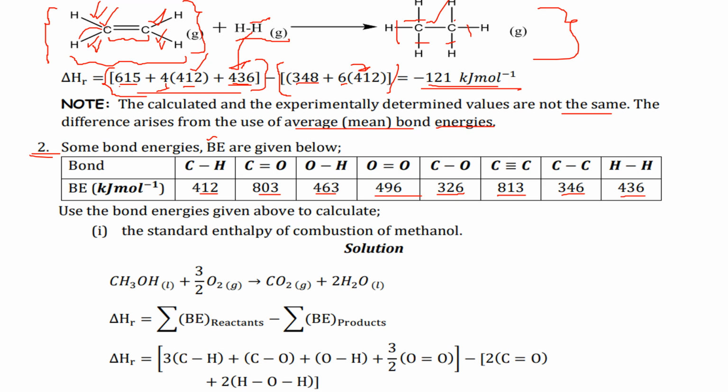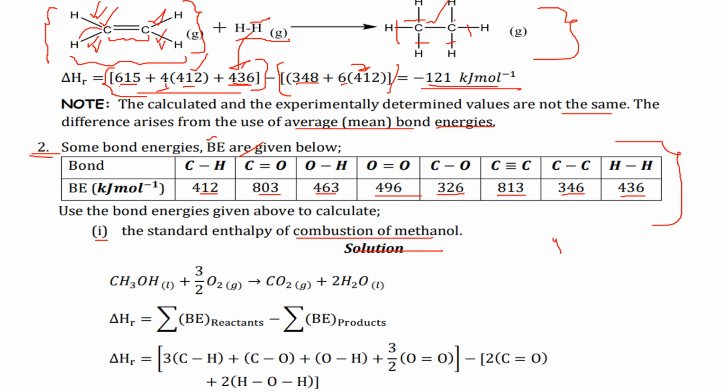Now there's always a mistake in sketching or writing the work, but notice that each and every bond that has been given, you are almost always going to use almost all of the bond energies that have been given in the question. So here they are prompting us to use the bond energies given above, so that we can calculate Roman number 1, the standard enthalpy of combustion of methanol.